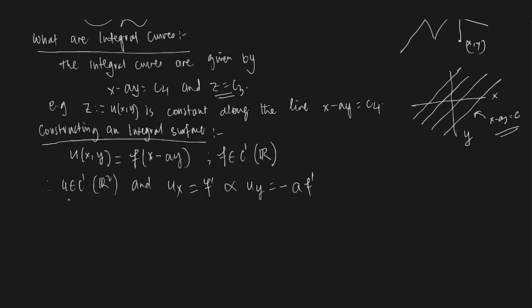Now, if that is the case, let's see what a u_x plus u_y is. What happens to this thing? It is a f prime minus a f prime, which is 0. So this holds for all x,y in R2. This is 0 for all x,y in R2, and hence what we can say is u, which is given by this, is a solution.